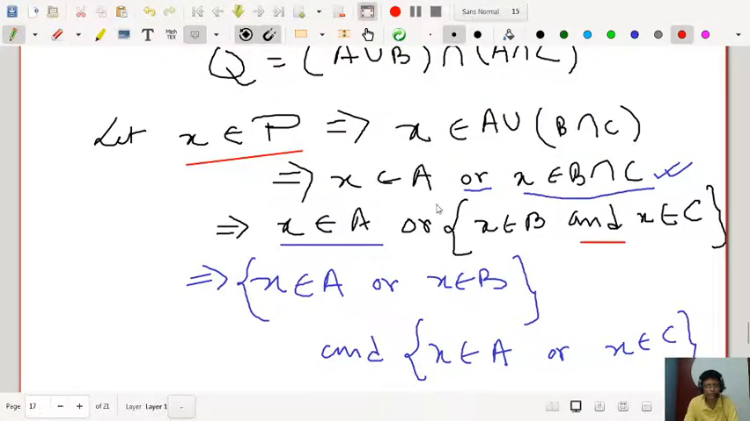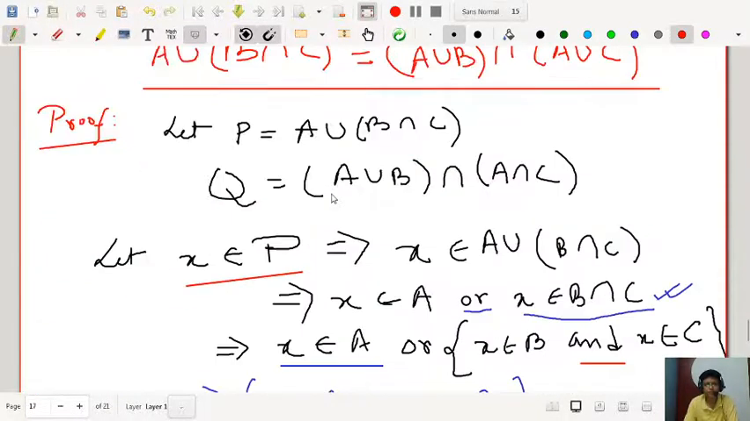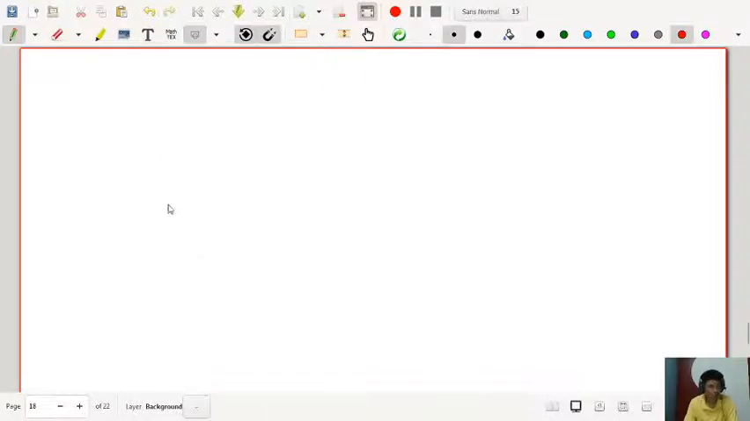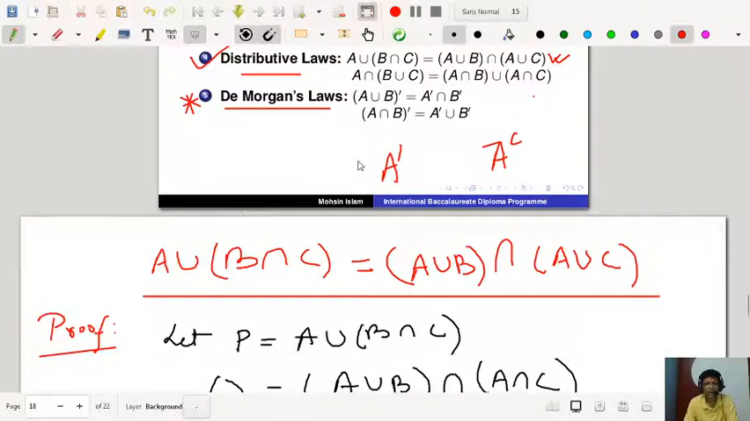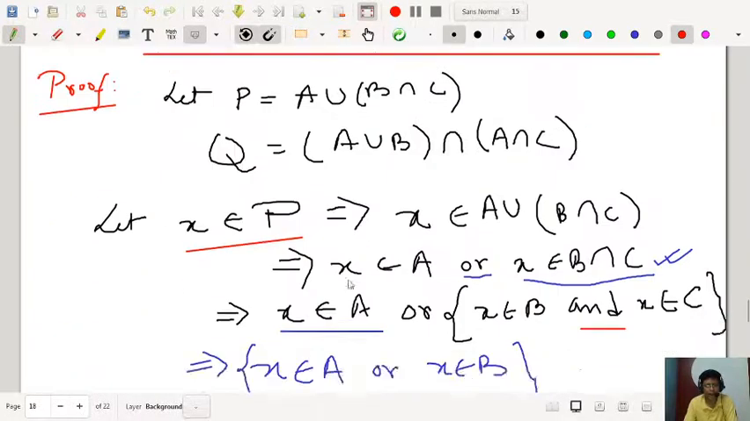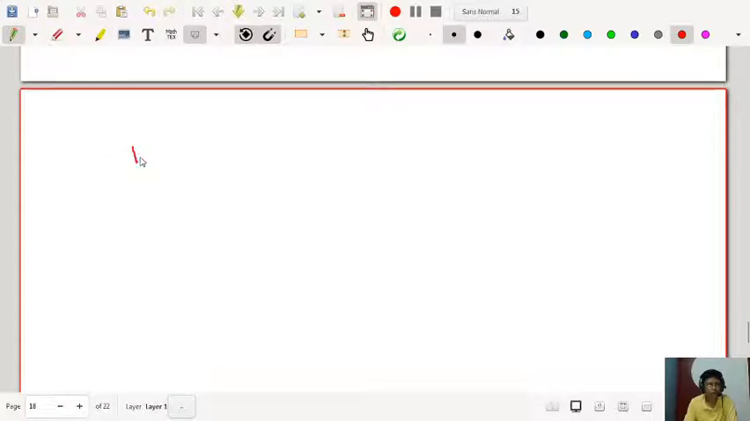Okay. Now let me show you another concept, the Venn diagram and De Morgan's laws. I will show you one proof for De Morgan's laws. There are two laws of De Morgan. So just check. You have (A union B) prime is equal to A prime intersection B prime. So, De Morgan's law.